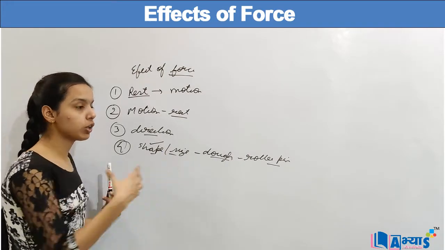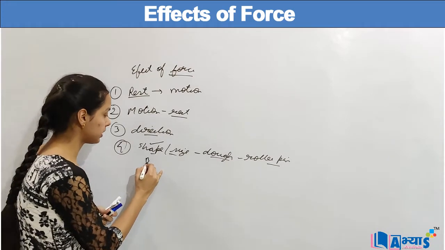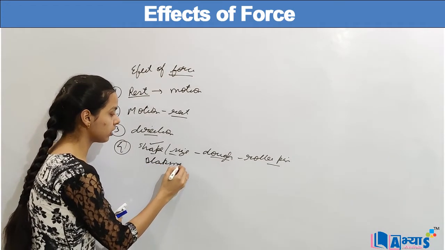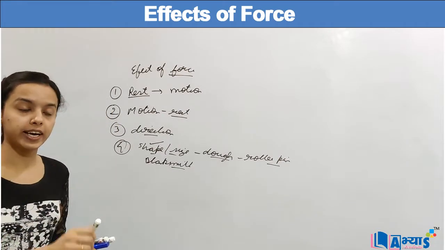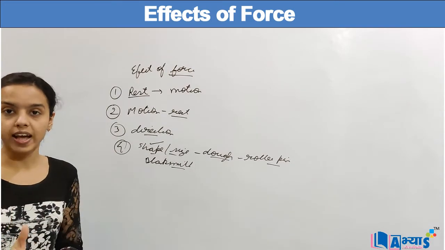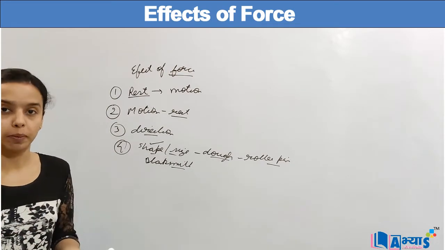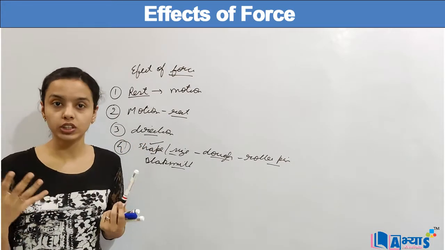Take the case of a blacksmith. The blacksmith uses force to change the shape of an iron object. He applies force on the iron object and there is a change in shape. So these two are examples of the change in shape or the change in size.